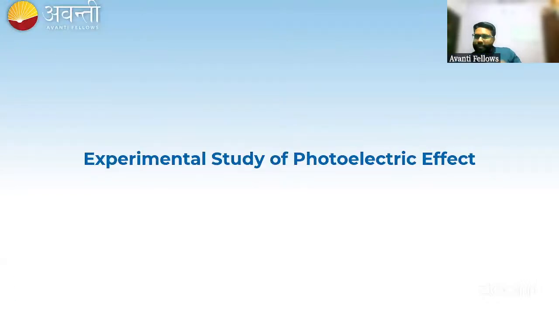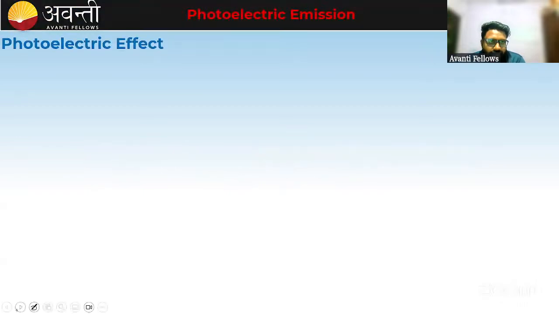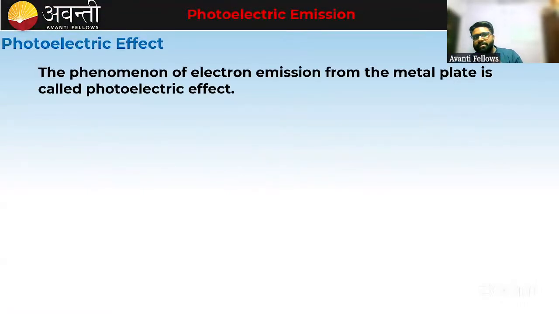चलो, अभी तो हमने theoretical aspect पे बात कर ली. Let's talk about the experimental base of photoelectric effect. So let's just do what is the photoelectric effect. First of all, the electron emission due to the presence of light rays. Okay, so that emission of electron is nothing but the photoelectric effect. ठीक है, the phenomena of electron emission from the metal plate is called the photoelectric effect.